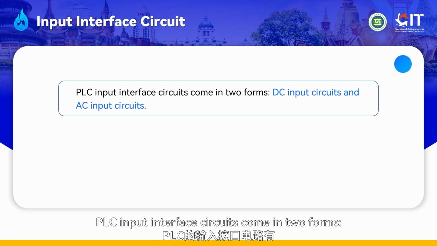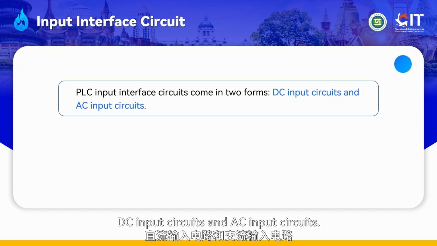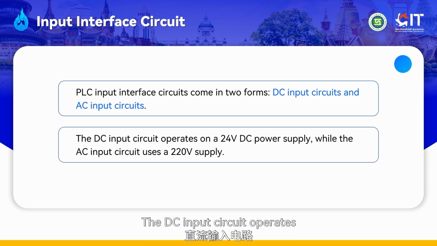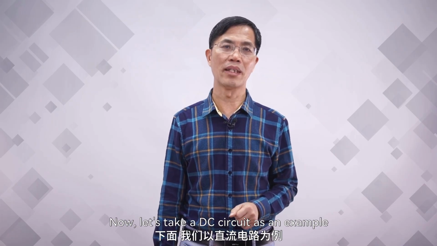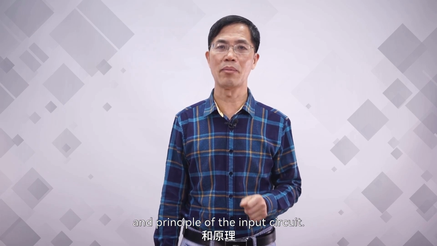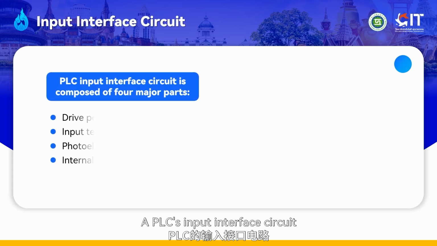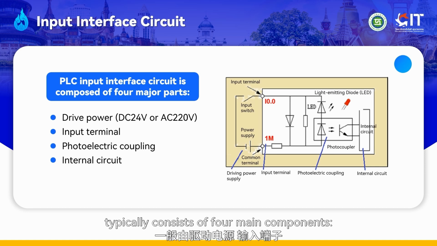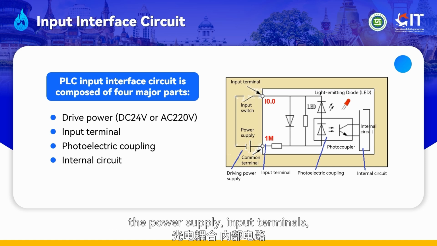PLC input interface circuits come in two forms: DC input circuits and AC input circuits. The DC input circuit operates on a 24-volt DC power supply, while the AC input circuit uses a 220-volt supply. Now, let's take a DC circuit as an example to illustrate the composition and principle of the input circuit. A PLC's input interface circuit typically consists of four main components: the power supply, input terminals, optocoupling, and internal circuits.